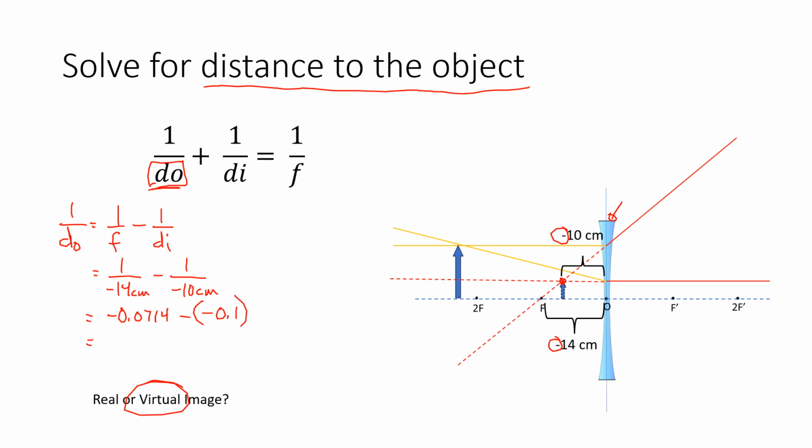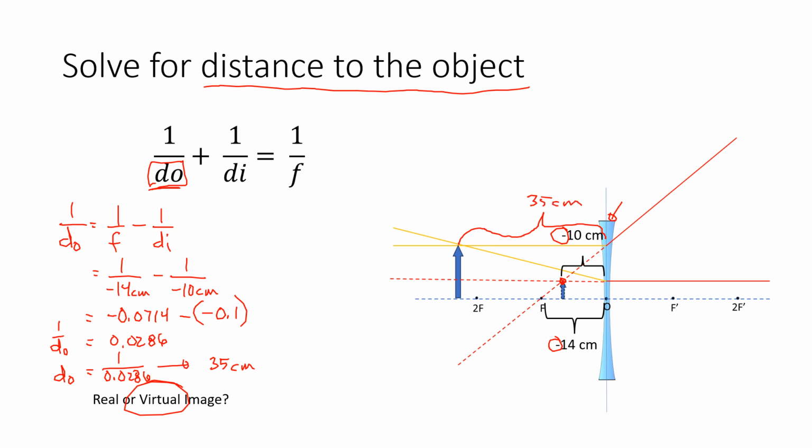So that comes out to 0.0286. And so that's 1 over d0. So DO, I should say, is going to be 1 over 0.0286, which goes to 35 centimeters. Great. So that means this distance here, from here all the way to the center, is 35 centimeters.